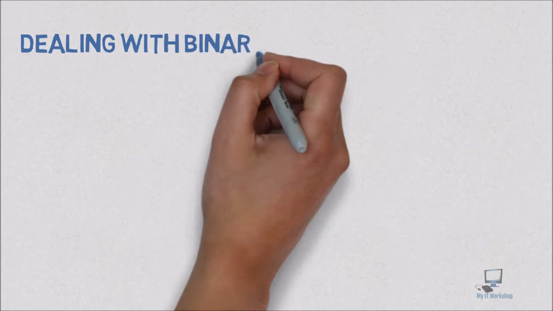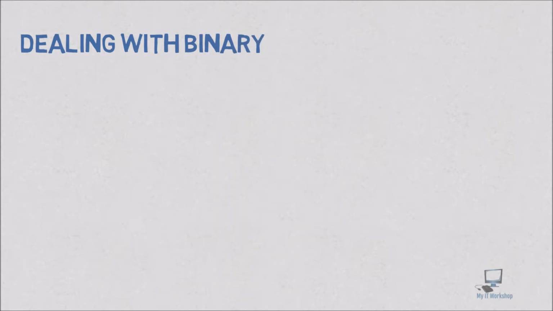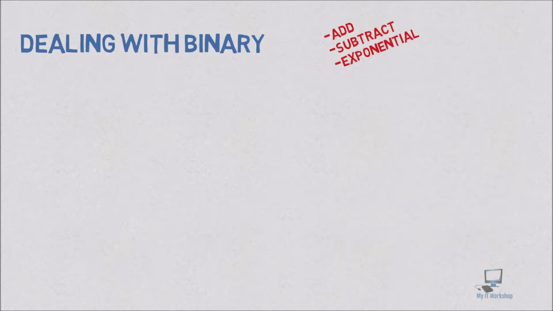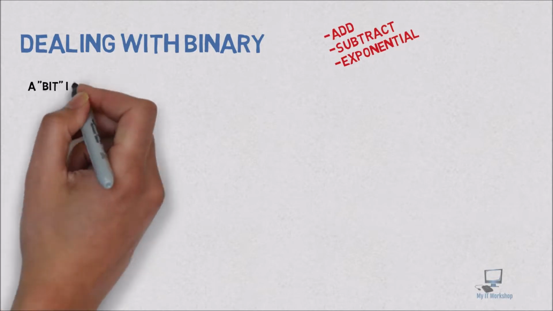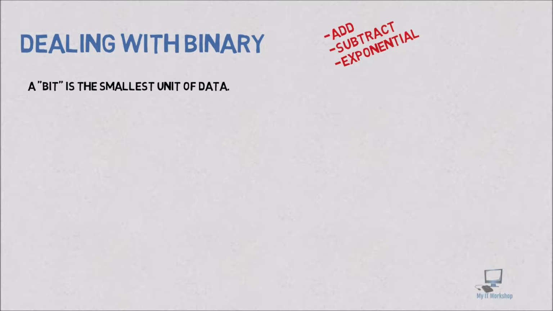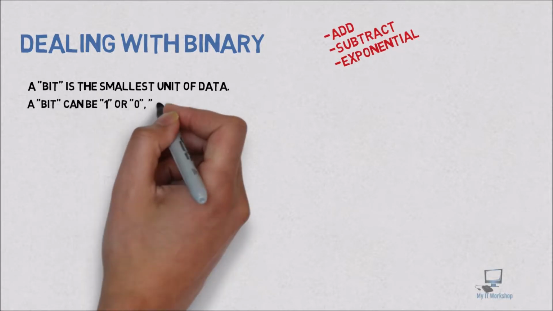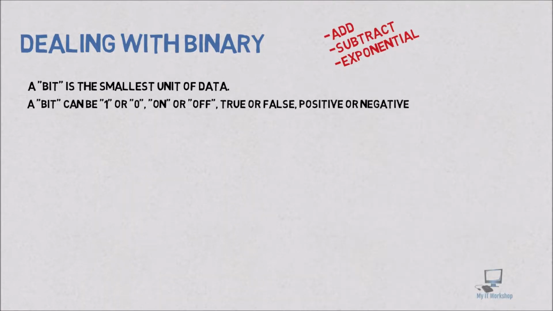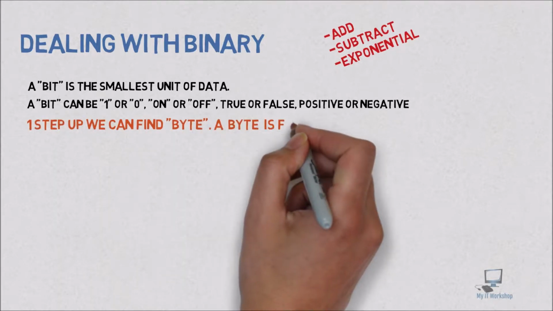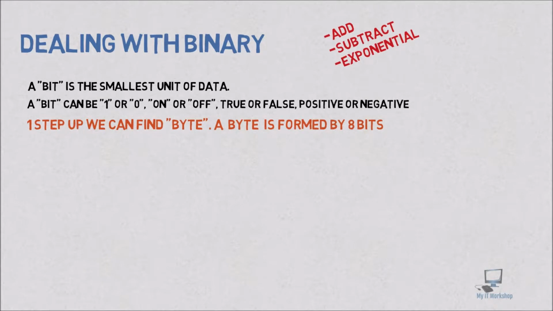Dealing with binary. Okay, just to start off with binary, we're going to need to know how to add, how to subtract, how to use exponentials. Subtract, perhaps not that much. I'm going to start by defining a bit, which is the smallest unit of data. A bit can be 0 or 1, true or false, on or off, positive or negative, as we saw before. One step up, we find a byte. A byte is formed by 8 bits. Okay, we're going to talk about bytes later.